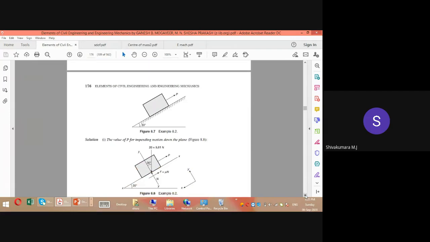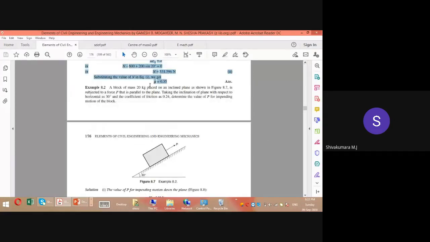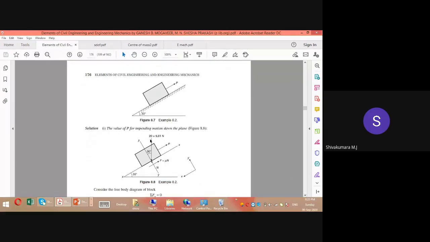So first case, what we see over here. What is the least value of P so that this block is about to move towards down? Least value of P we are talking about. Moving towards down means friction will develop towards right, and the weight component is for the 20 kg block they have said, right? So 20 into 9.81, that in terms of Newton you will get. And the normal reaction will develop in the y direction, that is perpendicular to this incline.